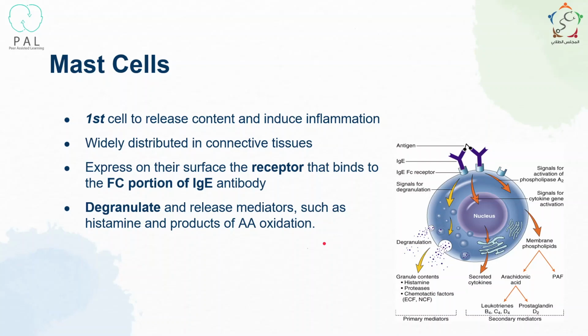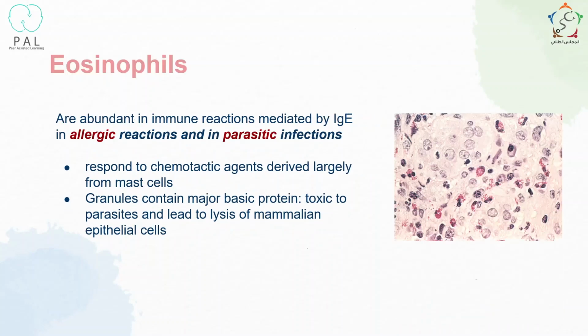It's very simple. Now, eosinophils. Eosinophils are abundant in immune reactions mediated by IgE, as I just mentioned. IgE is the immunoglobulin. So they are present in allergic reactions such as asthma and in parasitic infections. As I said before, there's Th2, eosinophils, these are all usually correlated together, and in parasitic infections.